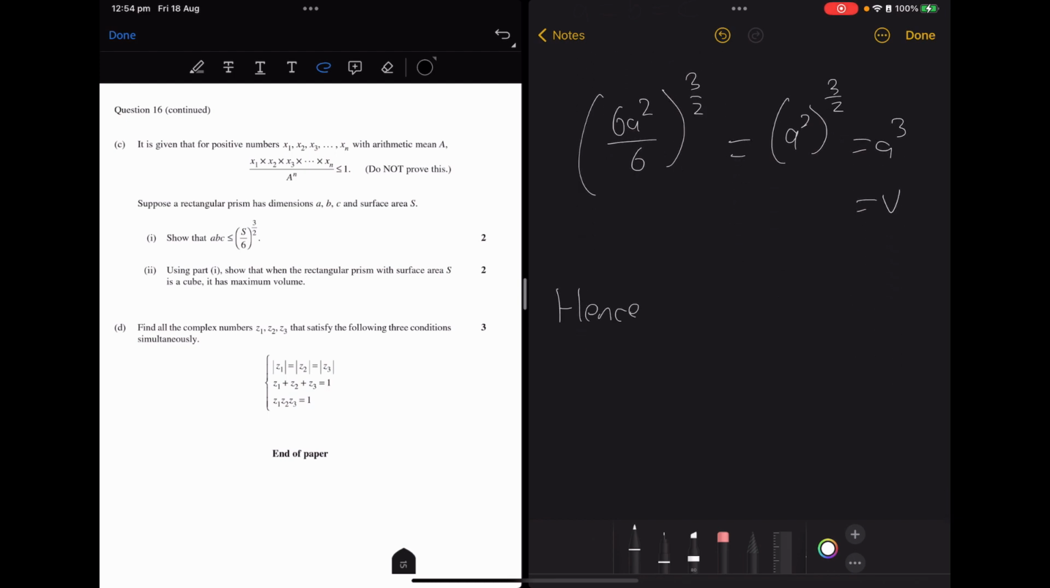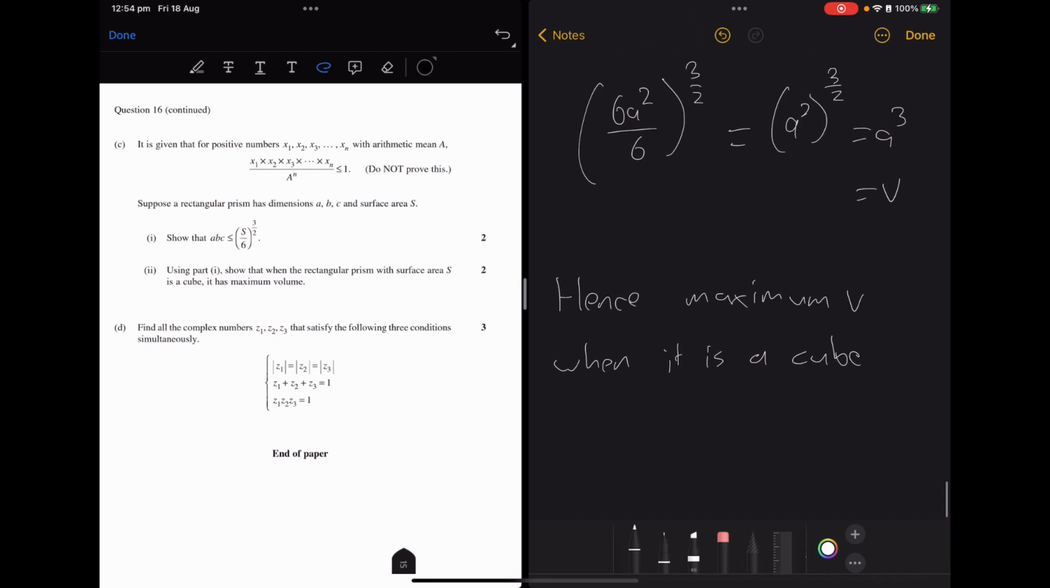Hence maximum volume when it is a cube. And that will be it for part C.